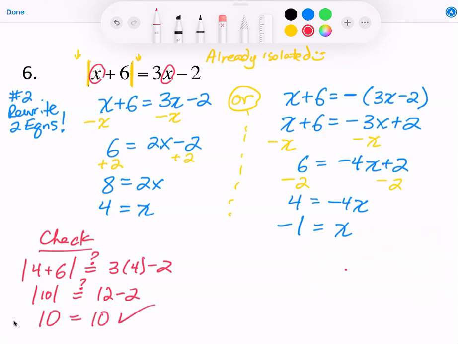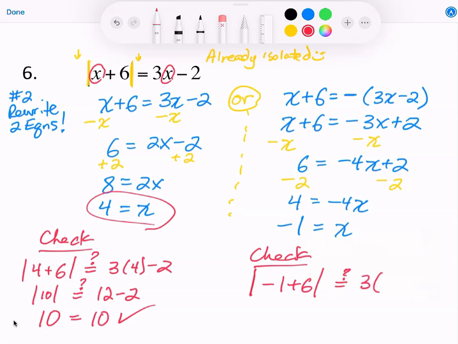12 minus 2 is 10, so that checks. So we get x equals 4 is one of our answers. And then do the same on this one. Let's check this one. So we would have the absolute value of negative 1 plus 6. Does that equal 3 times negative 1 minus 2?